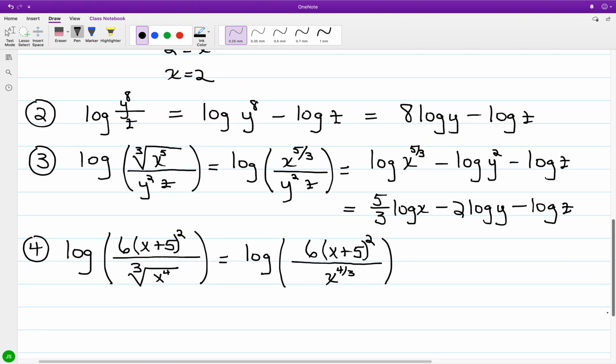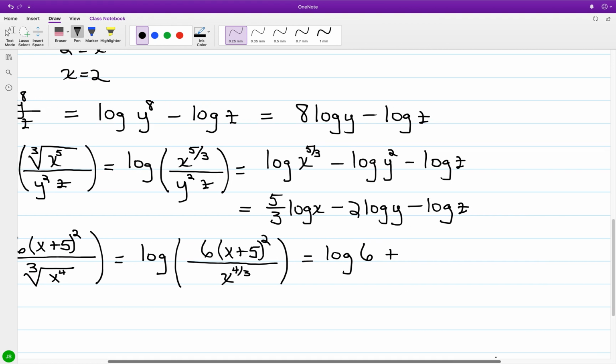And looking at what we have and expanding, you have two factors at the top. So we're going to have positive base 10 logarithmic terms. So the base 10 logarithm of 6, followed by the base 10 logarithm of the square of x plus 5. And we have minus the base 10 logarithm of x to the 4/3.